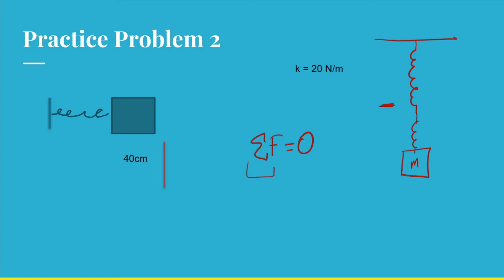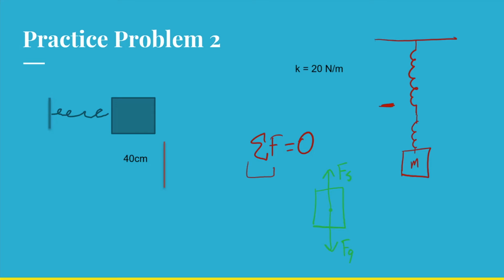When you see a problem like this, again, the first thing you should do is draw a free body diagram. So I have my box. It is being pulled down by the force of gravity. I know this because we are on Earth. Then, if it's in equilibrium, there has to be an equal magnitude force upwards. That is the spring force.